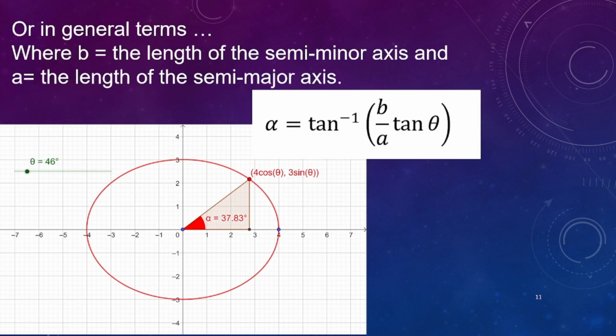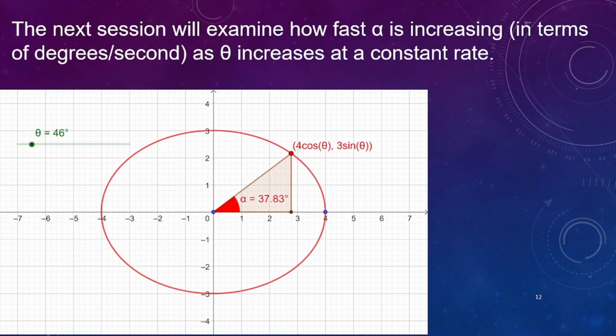Or in general terms, where B is the length of the semi-minor axis and A is the length of the semi-major axis, alpha is equal to the arctangent of B over A times the tangent of theta. The next session will examine how fast alpha is increasing in terms of degrees per second as theta increases at a constant rate.